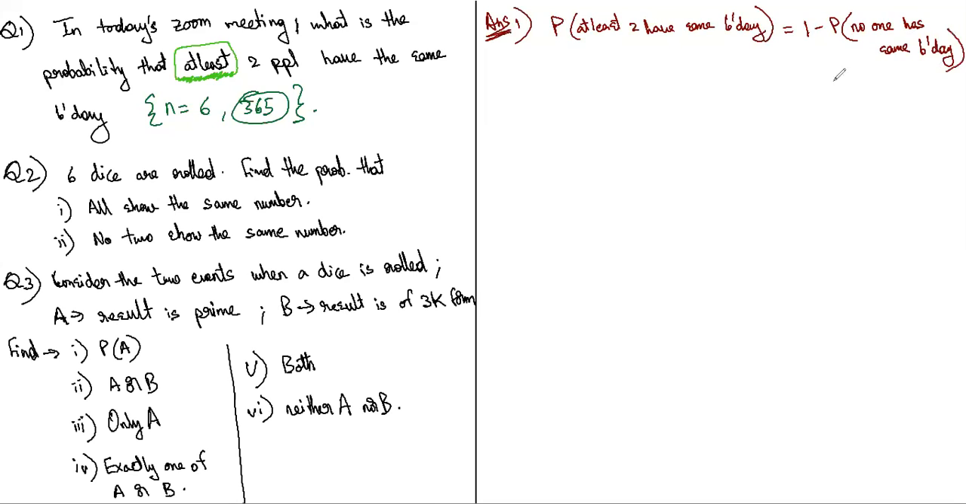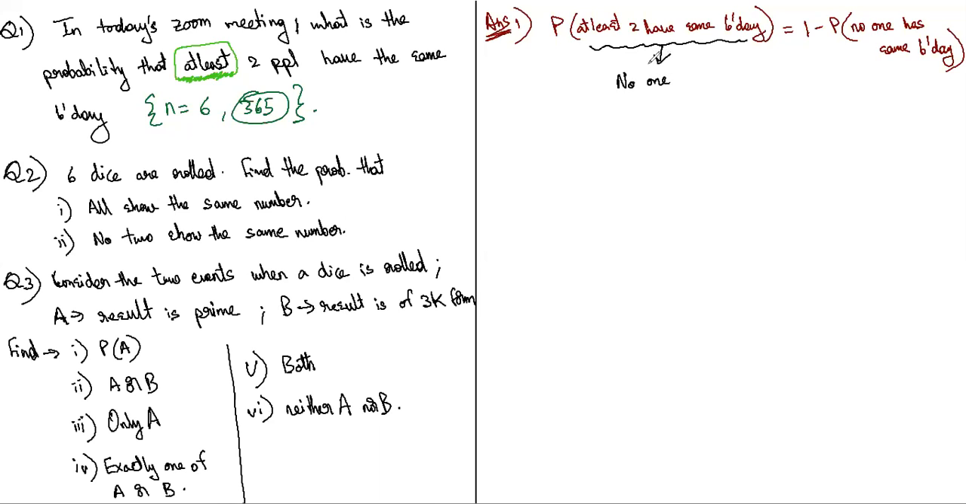How do we write this? See, at least two people have same birthday. What is the negation of this statement? At least two people's birthdays are matching. What is the negation of this statement? No one has the same birthday, right?